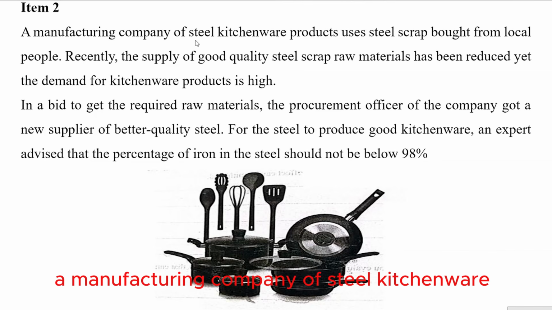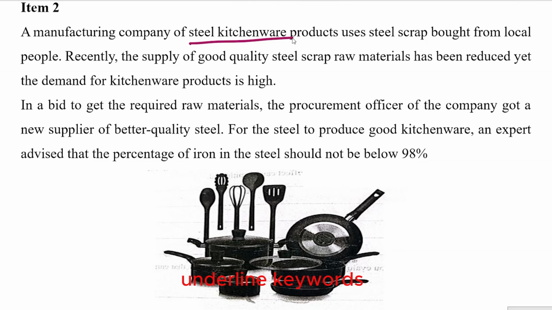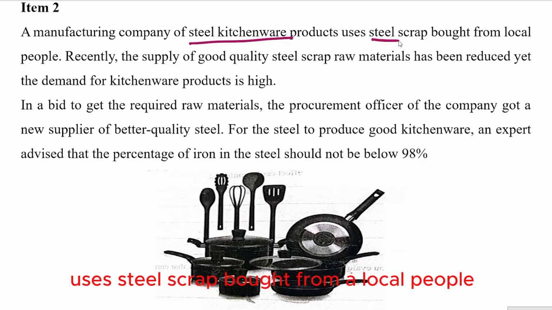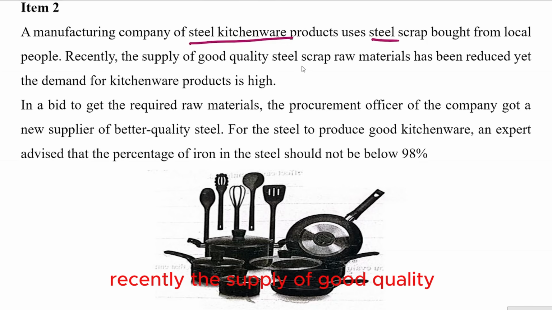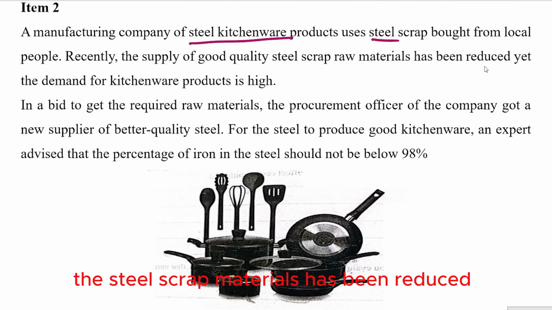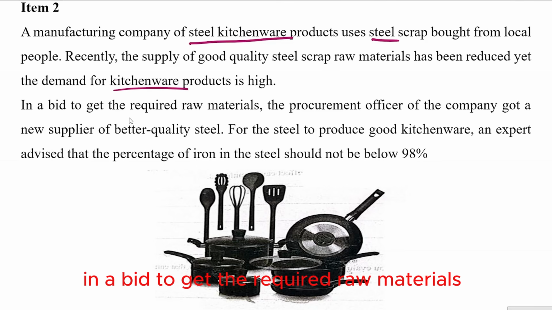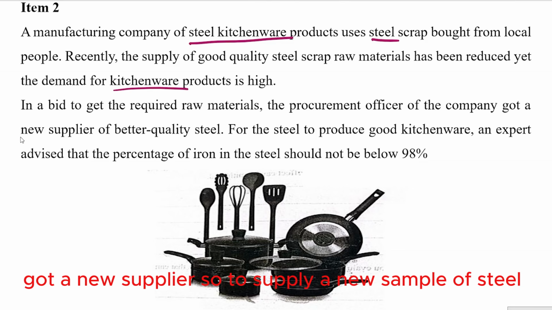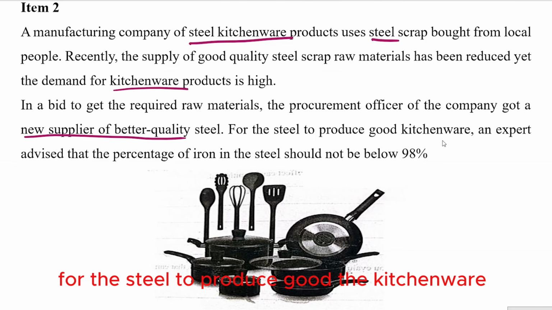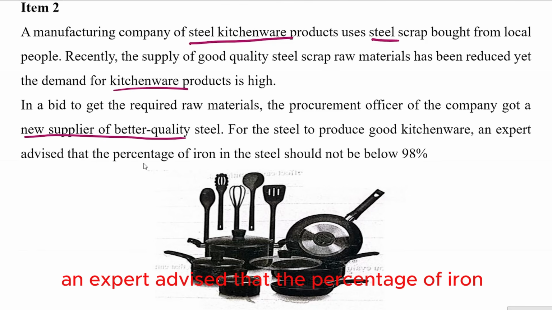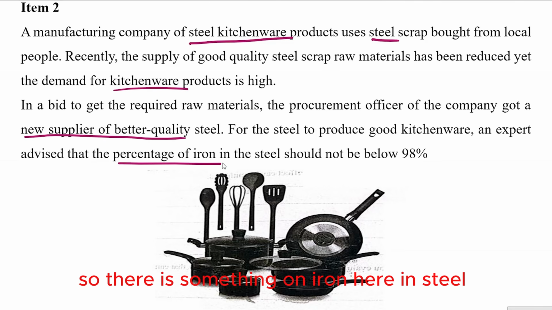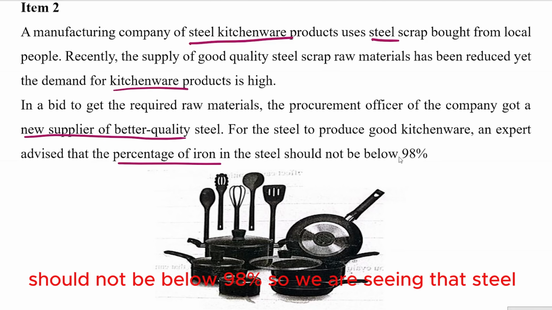A manufacturing company of steel kitchenware, underline keywords, uses steel scrap bought from local people. Recently, the supply of good quality steel scrap materials has been reduced, yet the demand for kitchenware products is high. In a bid to get the required raw materials, the procurement officer of the company got a new supplier to supply a new sample of steel. For the steel to produce good kitchenware, an expert advised that the percentage of iron in steel should not be below 98%.